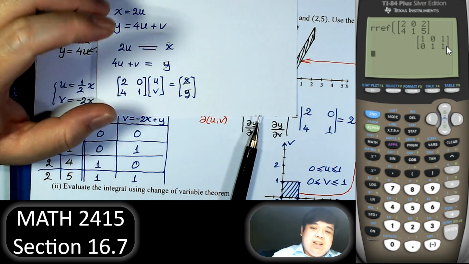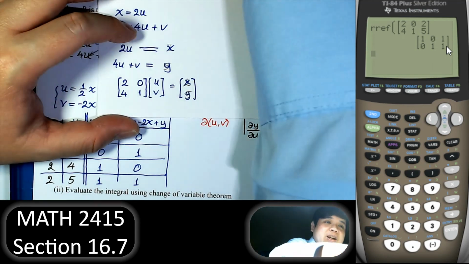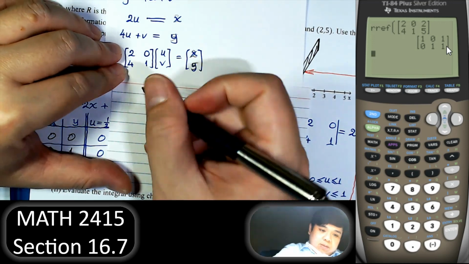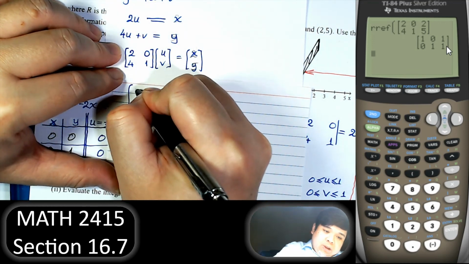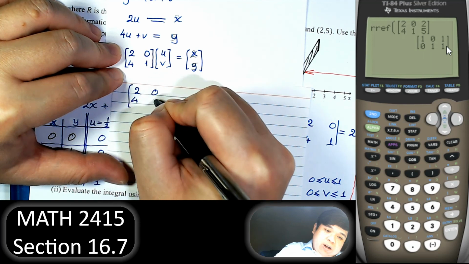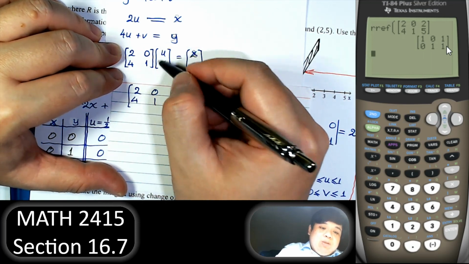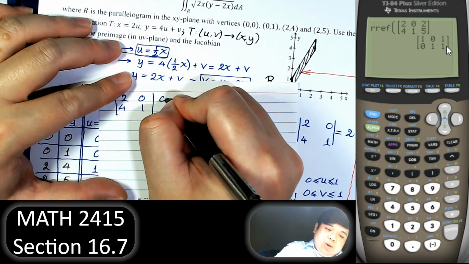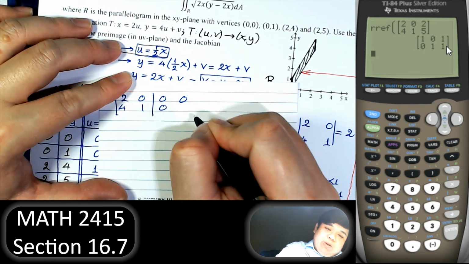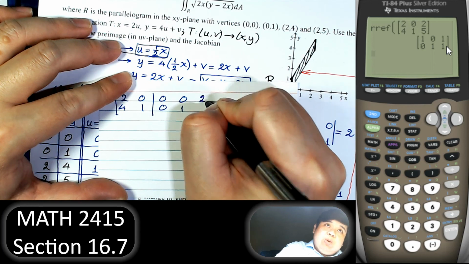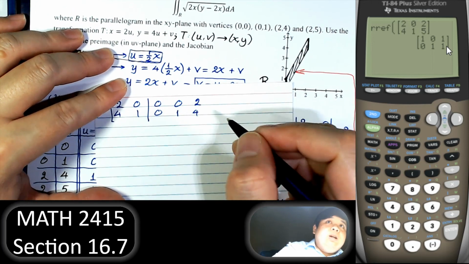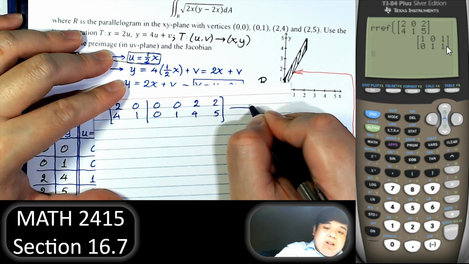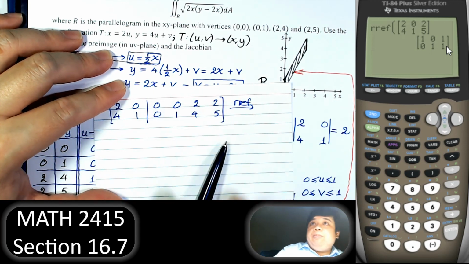Or better yet, we can put everything in the matrix. 2, 0, 4, and 1 for the matrix of u and v. On the other side, we have all the points, right? x equal to 0, y equal to 0, x equal to 0, y equal to 1, x equal to 2, y equal to 4, and x equal to 2, y equal to 5. I'm going to put all that in the matrix and still use RREF.